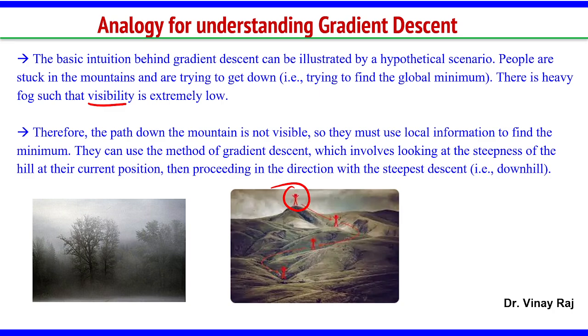Now, how do we go down? If I take a wrong step, I may fall down. There might be a steep slope and I may roll down, maybe into some lake, or into some caves. I don't know where I will fall. I want to come down off the hill safely, right. Therefore, the path down the mountain is not visible, so they must use local information to find the minimum.